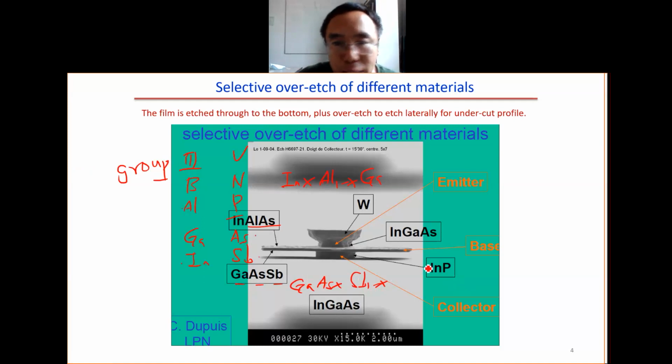This is indium phosphide. This one is indium gallium arsenide, with x and 1 minus x. In this case, the etching rates of different materials are very different. For example, the etching rate of this gallium arsenide antimony and indium aluminum arsenide layer is much lower than the etching rate of this indium phosphide. That's why we have this very large lateral undercut etching.